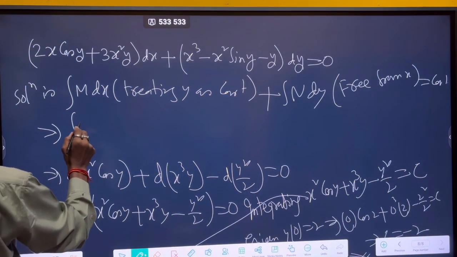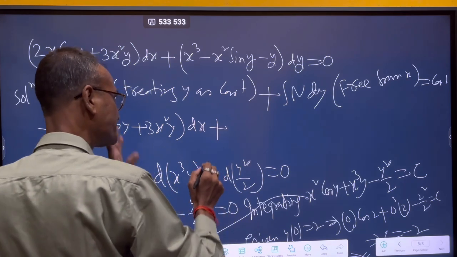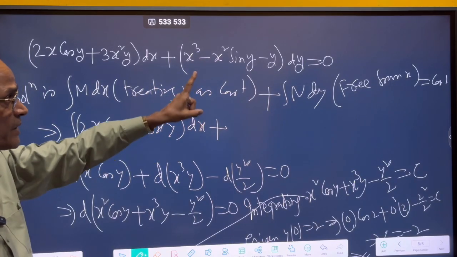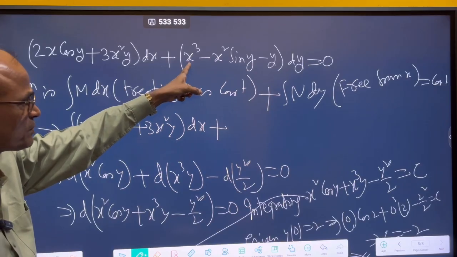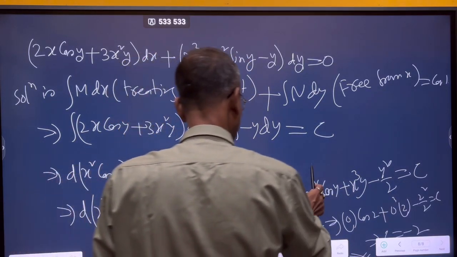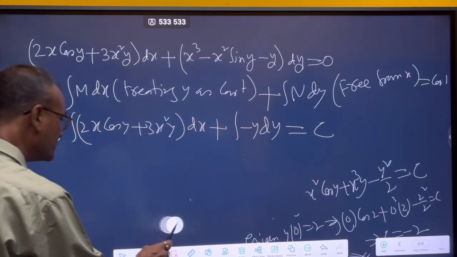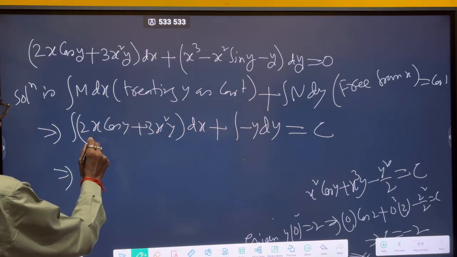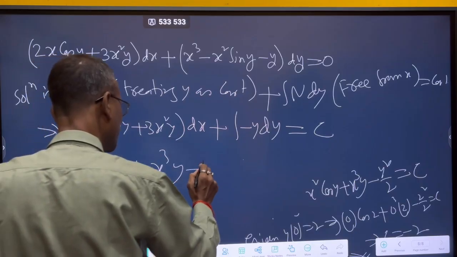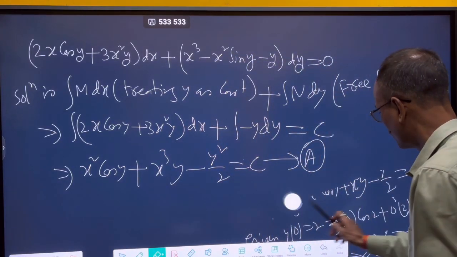This means treating y as constant, integrate 2x cos y plus 3x square y dx, plus from N taking only those terms which are free from x. Only the term minus y is free from x, equal to constant. Now with respect to x treating y as constant, it will be x square cos y plus x cube y minus y square by 2 equal to c. Suppose this is number A.